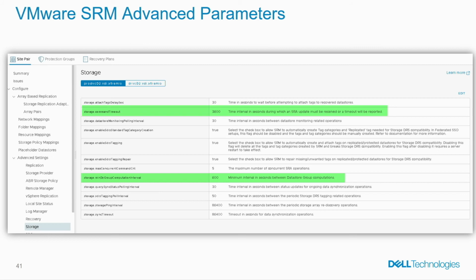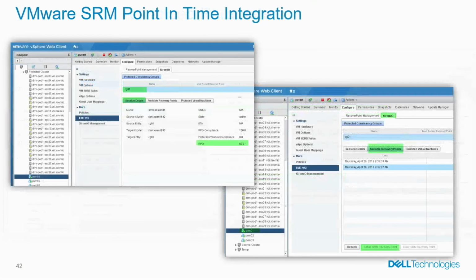These are some best practices about timeouts and some other parameters under the Site Recovery Manager advanced settings. But the most important thing that I want to focus on is the specific point-in-time integration with Site Recovery Manager. By default, when you perform a test failover or failover, Site Recovery Manager will use the latest point in time. But sometimes the latest point in time is not good enough if you have a virus infection or data corruption, so the changes have already been replicated to the DR site.